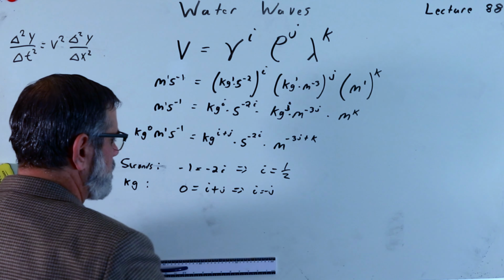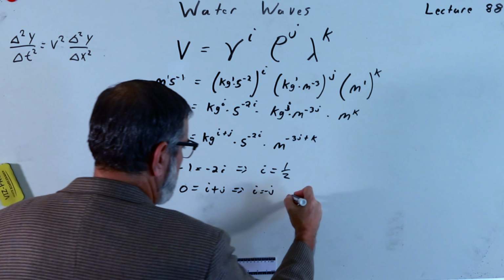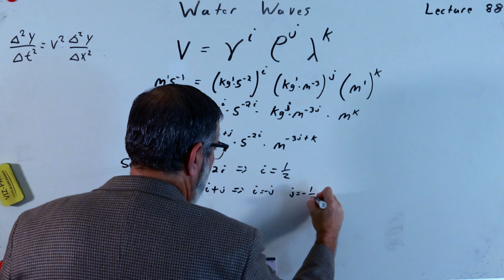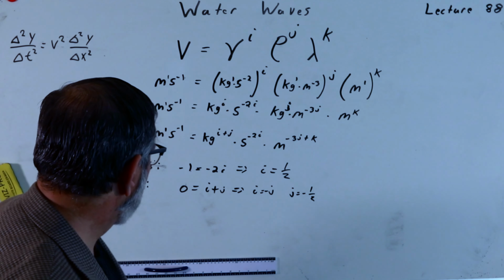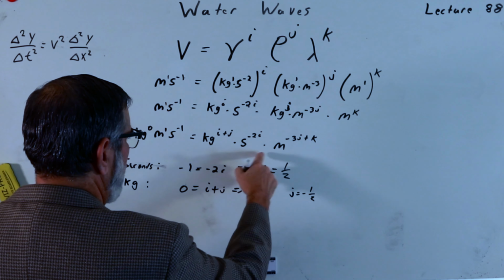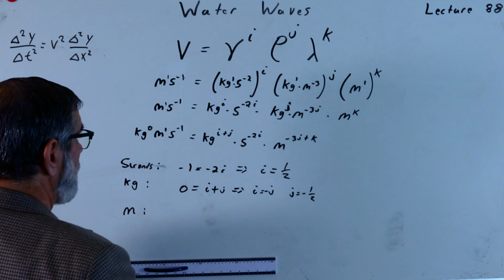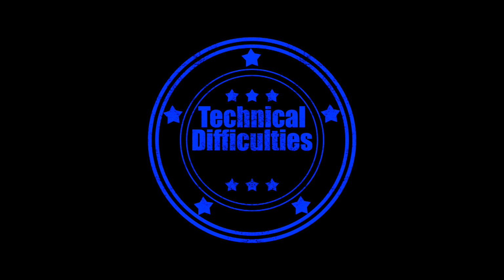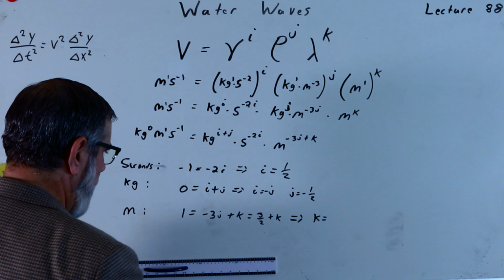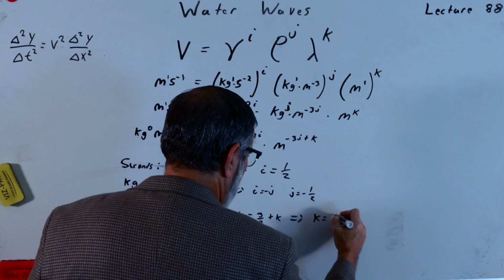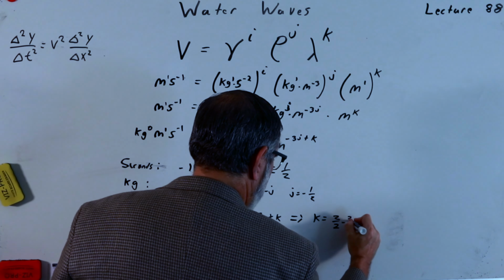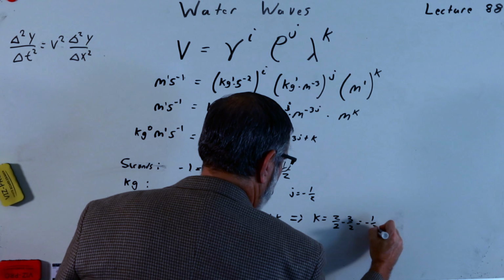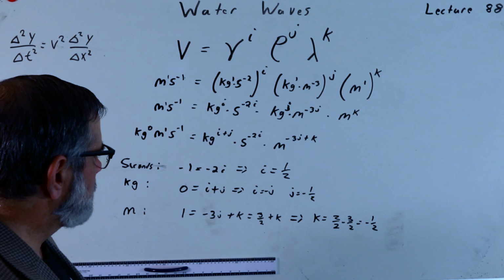So I is equal to minus j. Well, we know what I is. That means that j is equal to minus 1/2. Okay? So we've got one number left to find, k. And we'll get that from considering meters. The meters, we've got 1 on the left hand side. So that means that k is equal to, we'll write it as 2/2 minus 3/2 equals minus 1/2. Okay? So now we have I, j, and k.